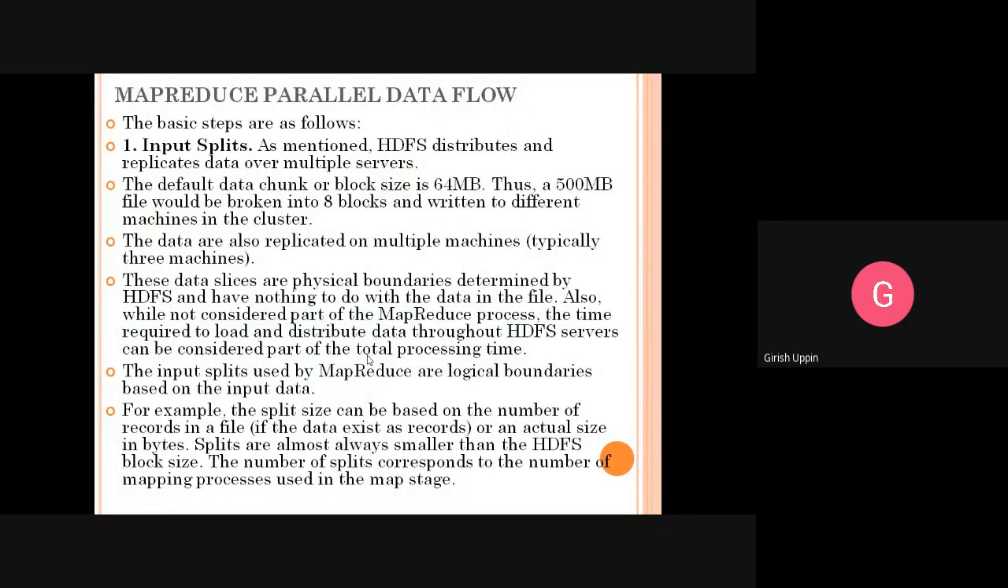Splits are almost always smaller than the HDFS block size. So we know that whenever we are doing the splits, it is always lesser than the HDFS block size, which by default is 64 MB. And also the number of splits corresponds to the number of mapping processes used in the map stage. So however many splits there are will correspond to the number of mapping processes, because those splits will be feeding the mapping processes, or the mappers.